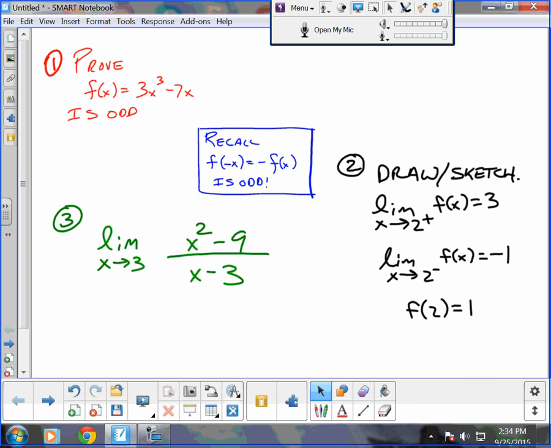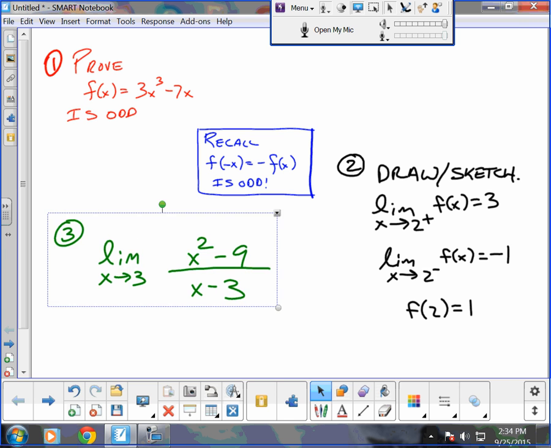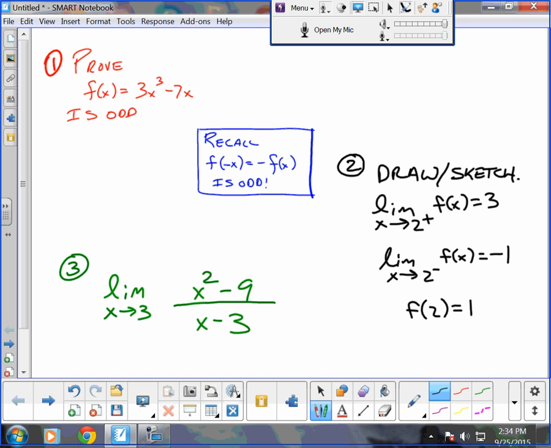Whoops, I guess I grouped it. And I said, reminder, if you're going to prove odd, you have to remember that f of negative x equals negative f of x. What that means on a graph, guys, real fast.